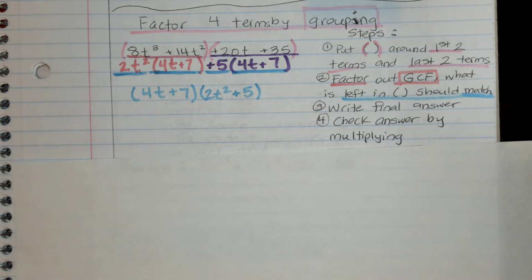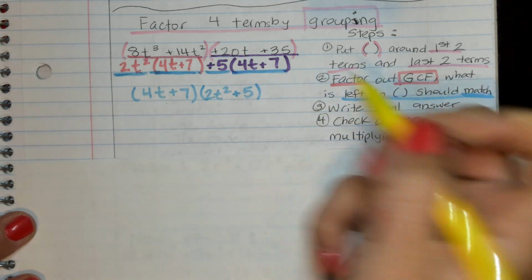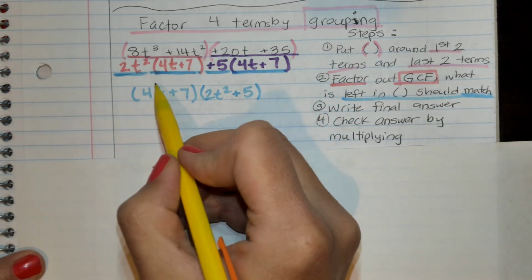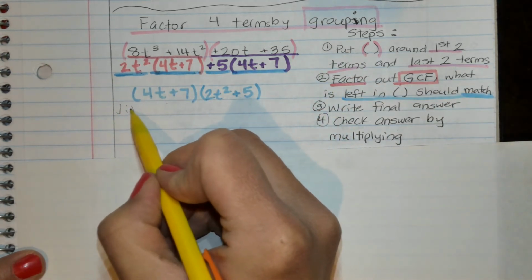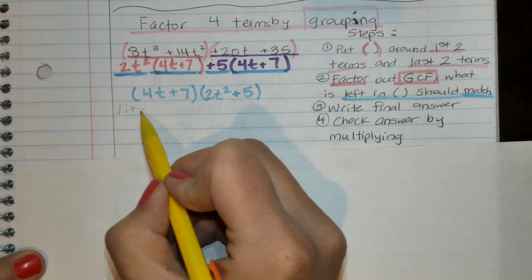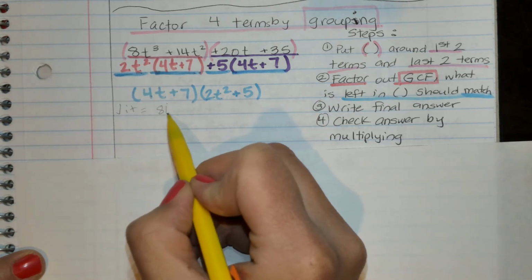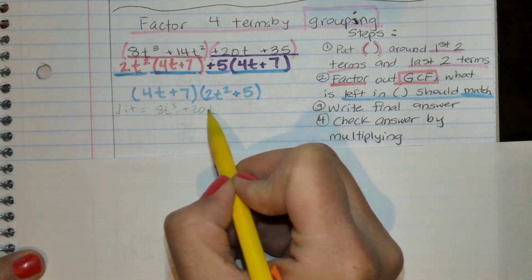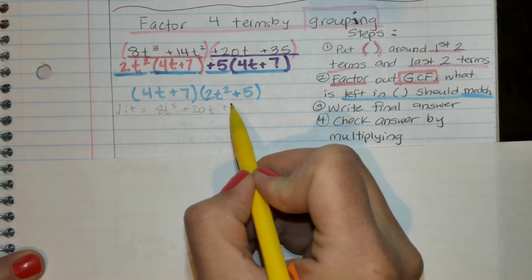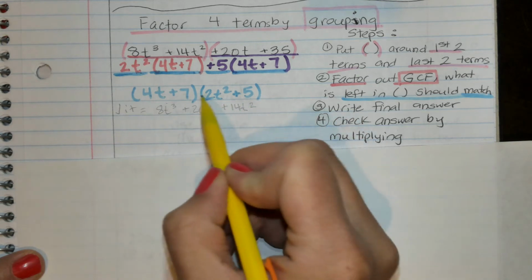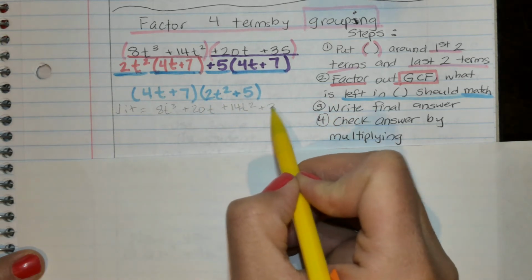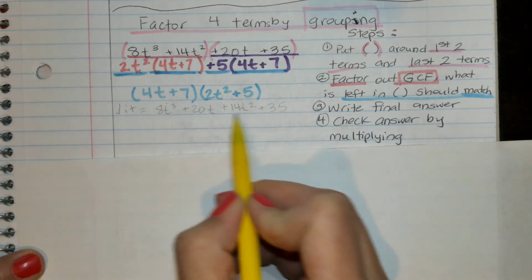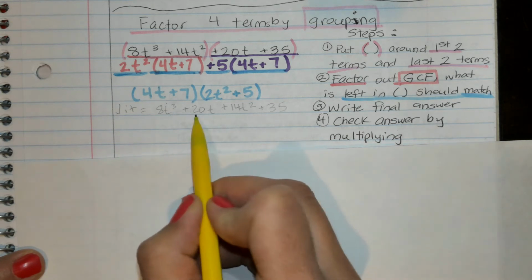Okay, so let me go ahead and multiply. I would just do FOIL or distribute. So just to check it, 4t times 2t squared is 8t to the third. 4t times 5 is plus 20t. 7 times 2t squared is 14t squared. 7 times 5 is plus 35. I get 4 terms, but I actually do not have like terms.